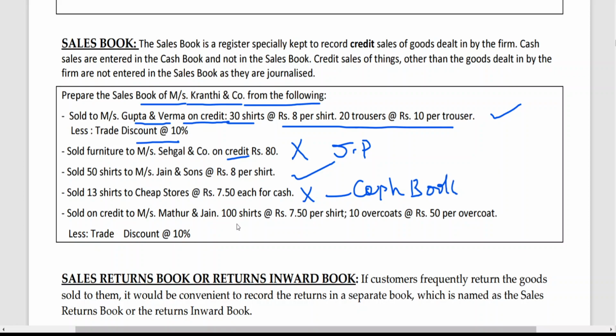Sold on credit 100 shirts, overcoat 50. This will be taken to the sales day book. So how many transactions will we be taking to the sales day book? Three transactions. Let us start working out the problem.